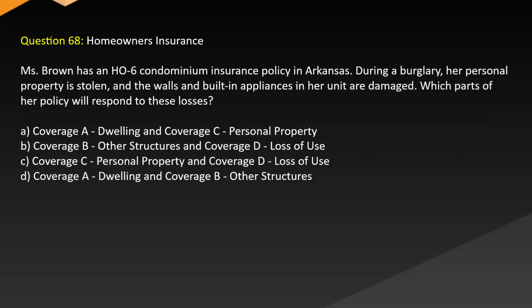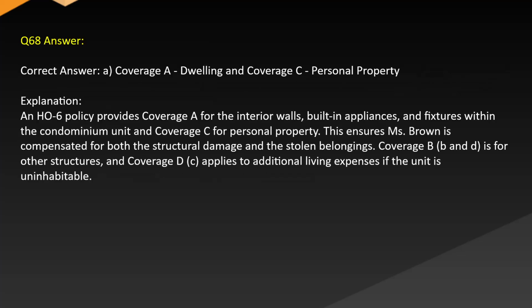Question 68. Homeowners insurance. Brown has an HO6 condominium insurance policy in Arkansas. During a burglary, her personal property is stolen and the walls and built-in appliances in her unit are damaged. Which parts of her policy will respond to these losses? A. Coverage A, dwelling, and coverage C, personal property. B. Coverage B, other structures, and coverage D, loss of use. C. Coverage C, personal property, and coverage D, loss of use. D. Coverage A, dwelling, and coverage B, other structures. Correct answer: A. Coverage A, dwelling, and coverage C, personal property.